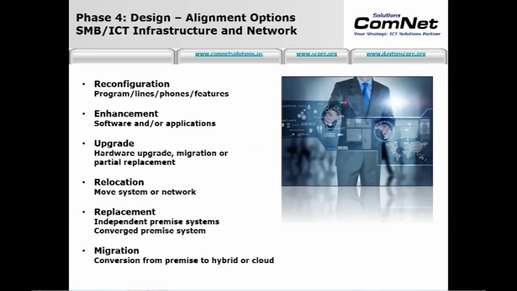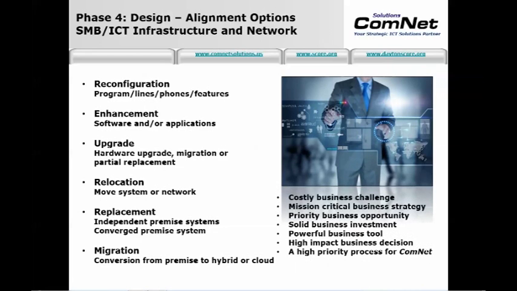Design, let's move on to phase 4 design. What are your actual alignment options? Well, there are several, and we'll start by talking about the alignment process or the alignment decision. First of all, the misalignment of ICT infrastructure and network can create many challenges, as we've talked about in the business. It can be costly challenges. It's a mission-critical business strategy. In other words, today, this alignment is mission-critical to the business, and it's meeting its goals and objectives.